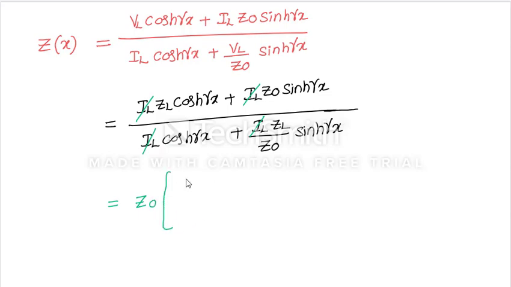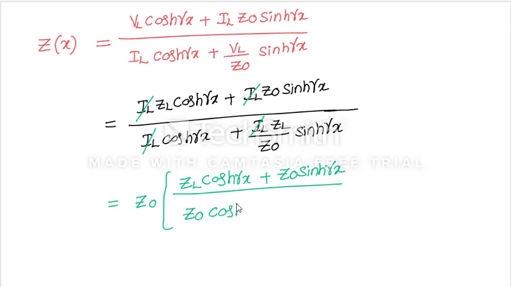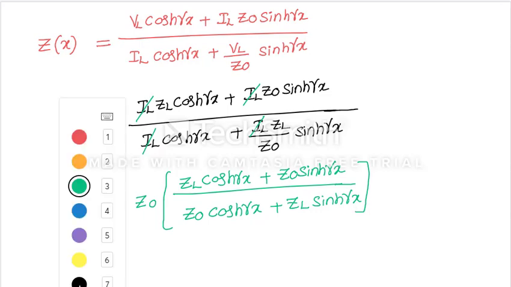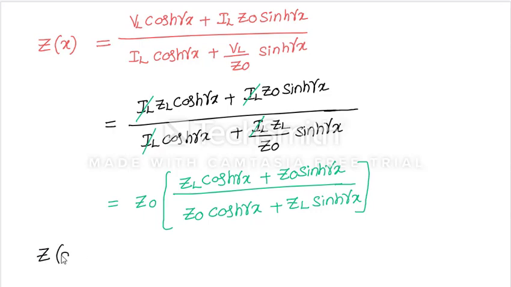So finally Z of x is equal to Z0 into ZL cosh(γx) plus Z0 sinh(γx), divided by Z0 cosh(γx) plus ZL sinh(γx), isn't it? This is my Z of x now here. So this is Z of x.